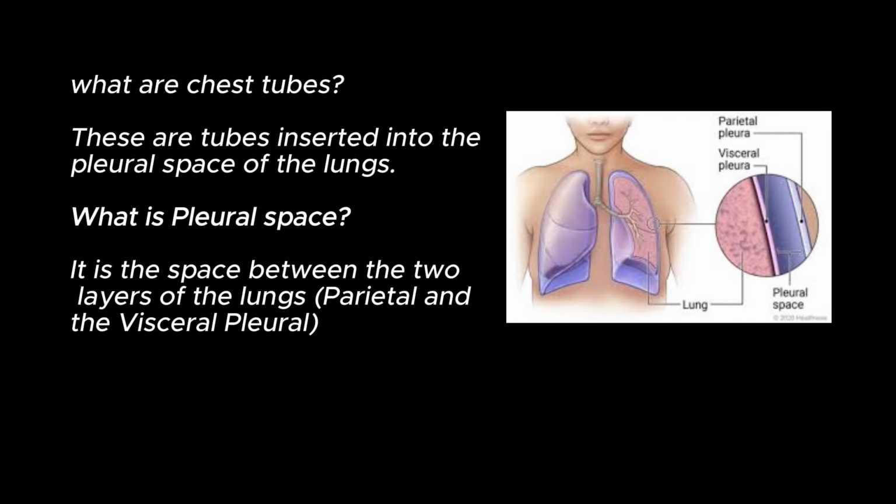Now, what is pleural space? Pleural space is the space between the two sublayers of the lungs. The lung is covered by what we call the pleura, and the pleura has two sublayers called the parietal pleura and the visceral pleura. Between the parietal pleura and the visceral pleura is what we refer to as the pleural cavity, also referred to as the pleural space.